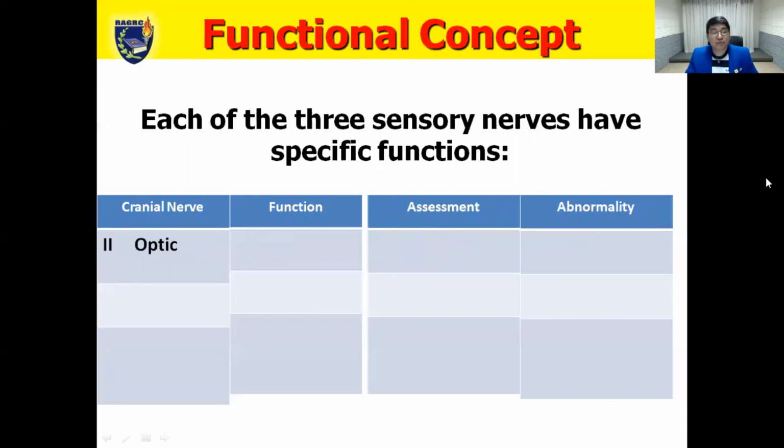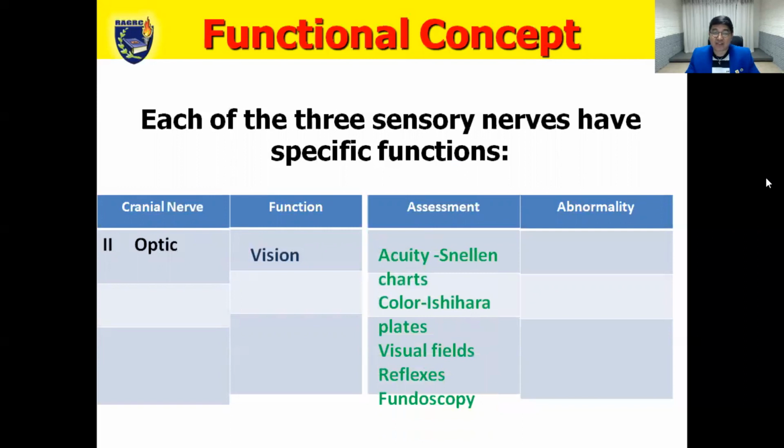Next, let's move on. For cranial nerve 2, you have the optic nerve. Now, the function of the optic nerve is actually for the sense of sight or vision. Now, how do we assess cranial nerve 2? We assess cranial nerve 2 by focusing on 5 areas. And the first one is actually assessing visual acuity.